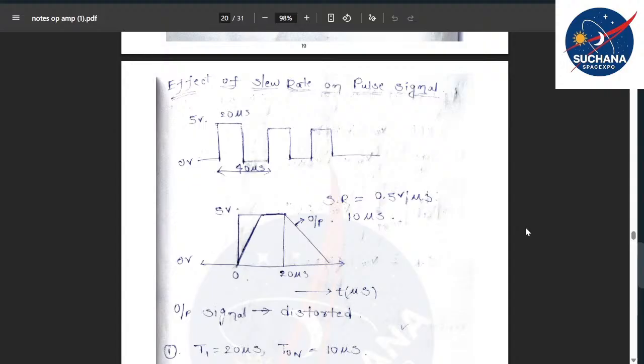Now we will go with the graphical analysis of slew rate, how slew rate affects a pulse signal. Here we are primarily discussing two things. The first thing is how slew rate affects a pulse signal, and the second thing is how slew rate affects a sinusoidal wave, sinusoidal signal. There are so many signals, but we are not discussing all of them. We are discussing only two signals. One is a pulse signal, square pulse, and the second is the effect of slew rate on a sinusoidal wave.